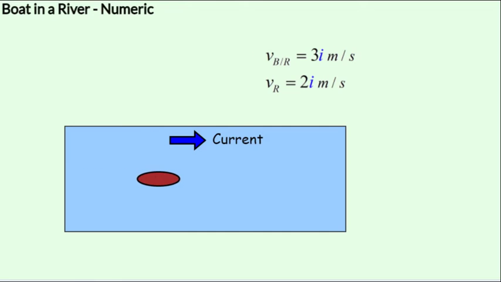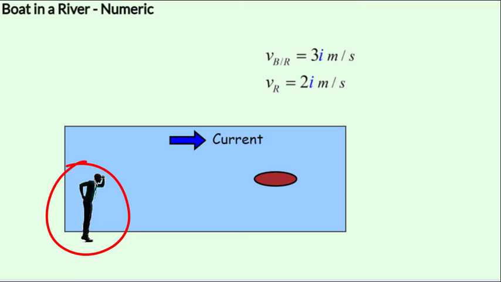We are given that the velocity of the boat with respect to the river is 3 meters to the right. This means that the boatman can steer the boat at 3 meters per second in still water. The velocity of the river current is given as 2 meters per second, and both are in the same direction, that is to the right. So in vector terms, the direction is i. We are asked to find the velocity of the boat with respect to the ground. How fast does the person on the ground see the boat moving?